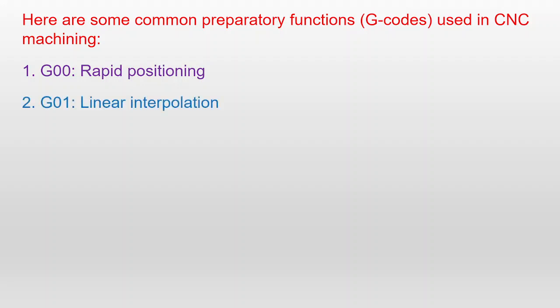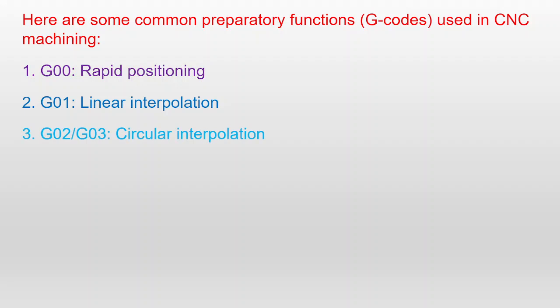G01, linear interpolation. G01 is used for linear movement between 2 points at a defined feed rate. It instructs the machine to move along a straight line in a controlled manner. The feed rate is usually specified with the F parameter.